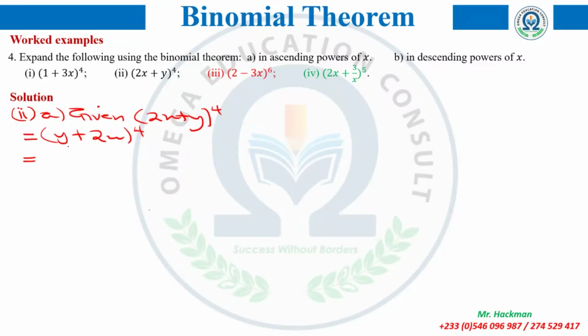Now, unfortunately, my first term is not 1, so I have to use the (a plus b) to the power n expansion. But my power here is a positive integer, so I will use the combination form instead of the expanded one. So I'm going to get 4 combination 0. Your a is y, but y to what power? To the power 4. Then your 2x, which will be your b, to the power 0. Then plus the next term will be 4 combination 1.